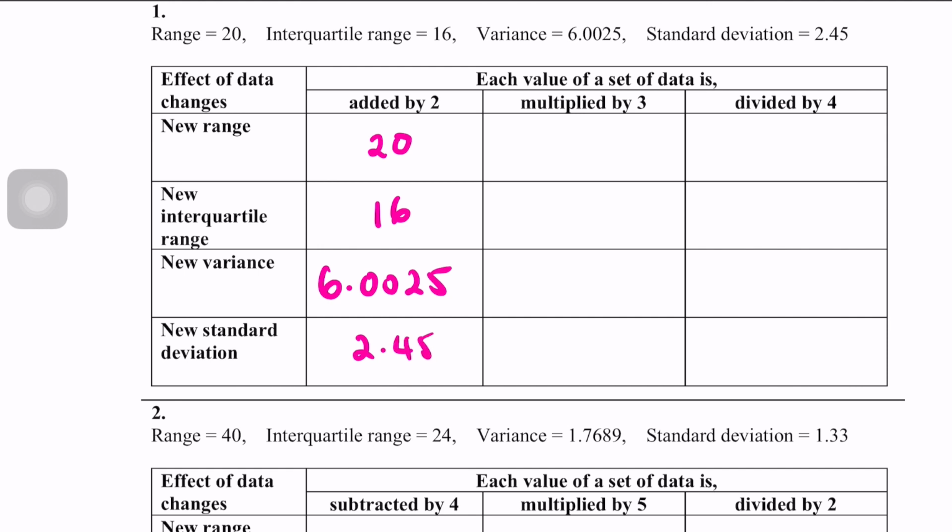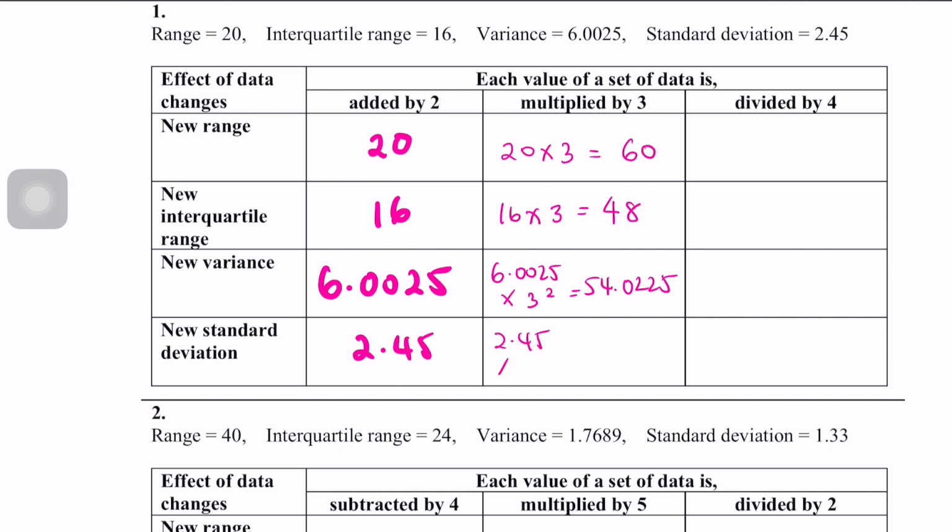Next, when multiplied by 3. The new range is 20 times 3, so the answer is 60. The new interquartile range is 16 times 3, which is 48. For variance, 6.0025 times 3 squared, so your answer is 54.0225. Finally, standard deviation is 2.45 times 3. Your answer is 7.35.